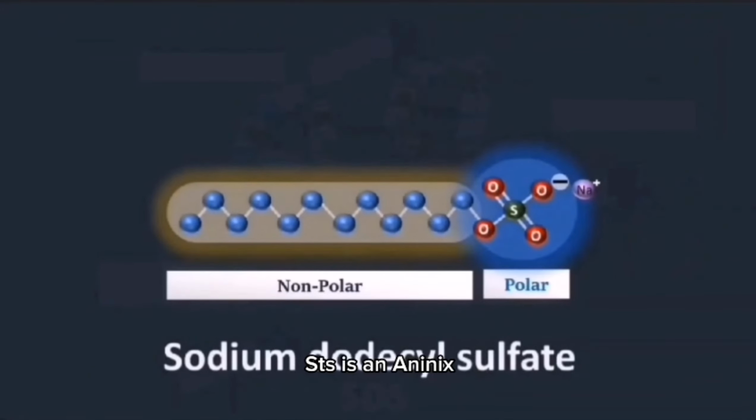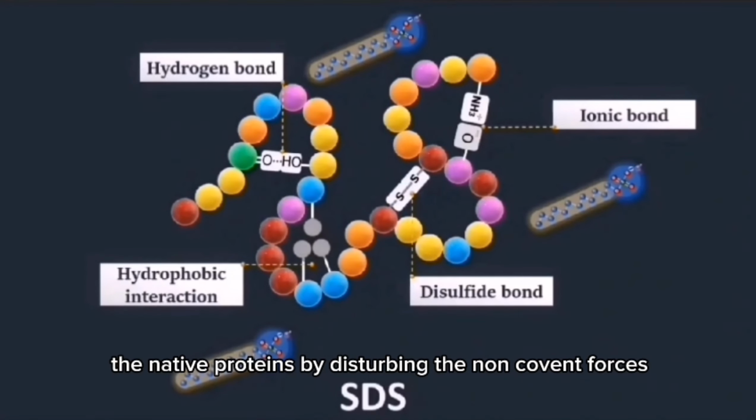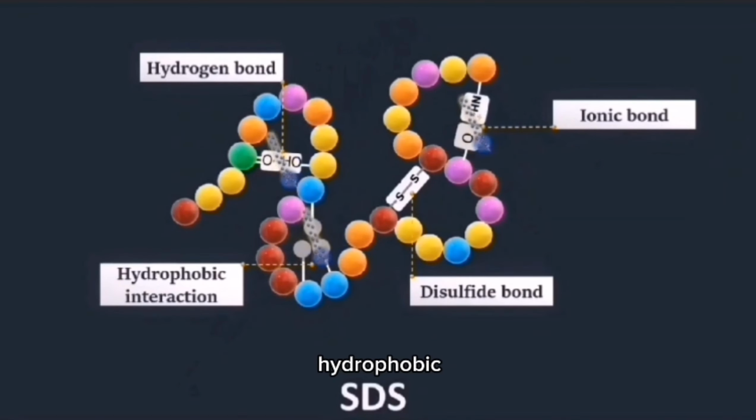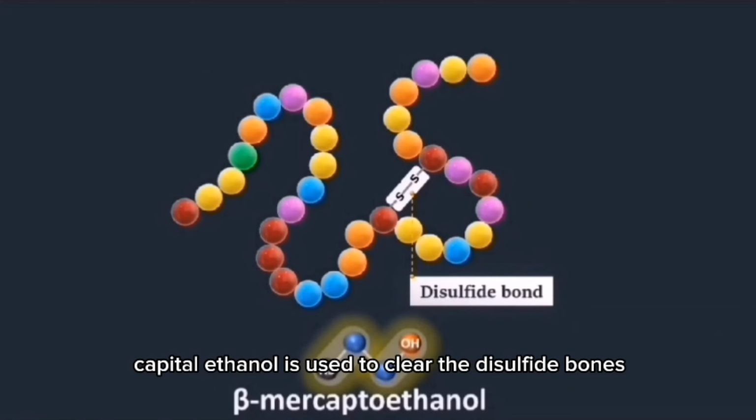SDS is an anionic surfactant that contains a polar head group with a net negative charge at the end of a long hydrophobic carbon chain. SDS denatures the native proteins by disturbing the non-covalent forces including hydrogen bonding, hydrophobic, and ionic interactions, while the reducing agent beta-mercaptoethanol is used to cleave the disulfide bonds.